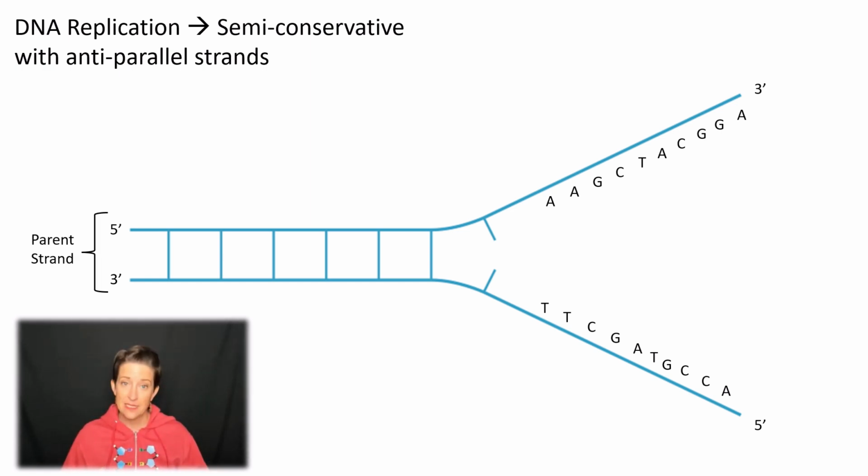Looking at the left side, this is our original parent strand. I have labeled this 5' to 3' on the top and then 3' to 5' on the bottom because remember that our strands are anti-parallel.